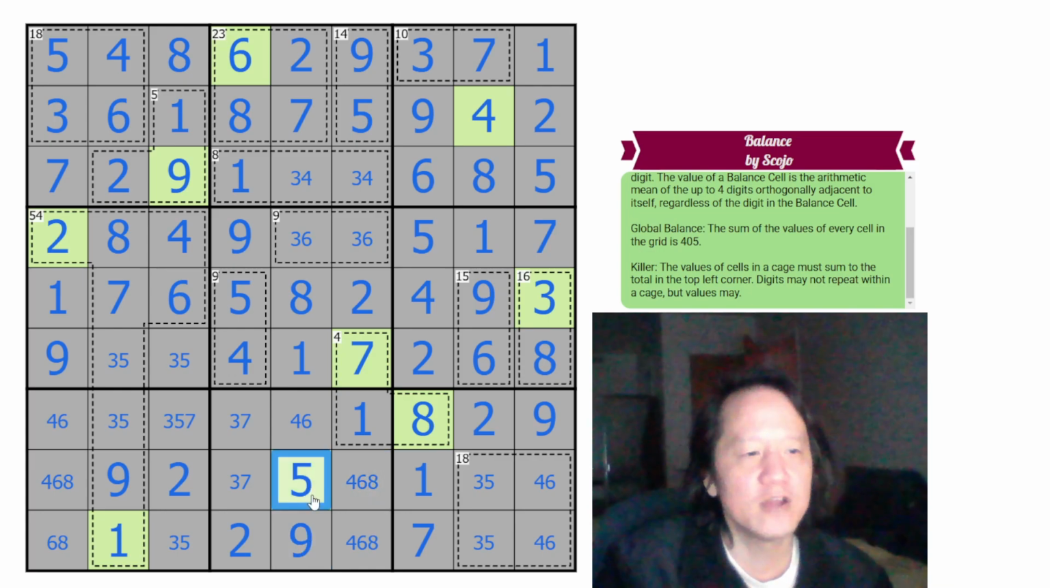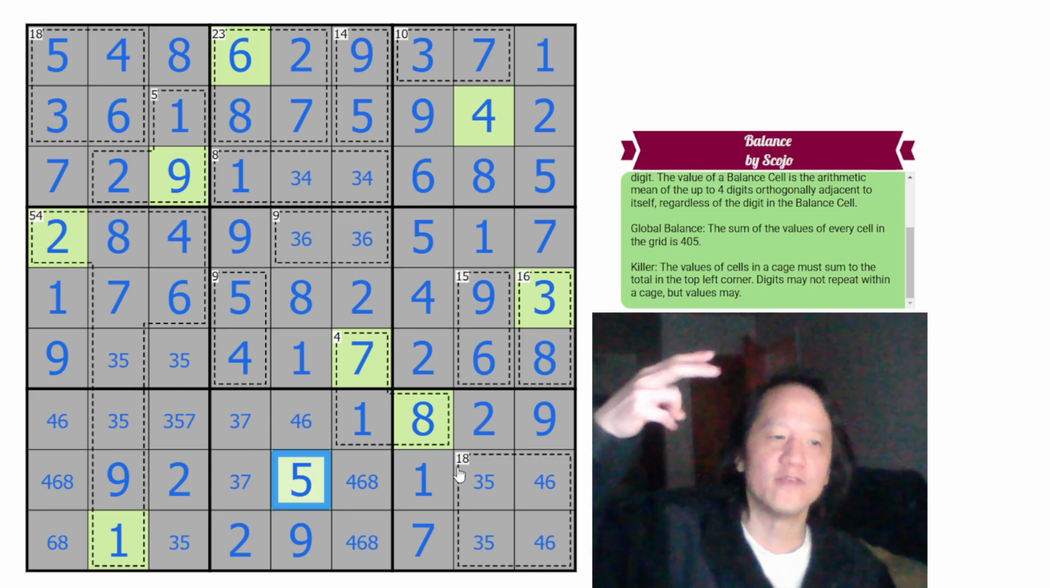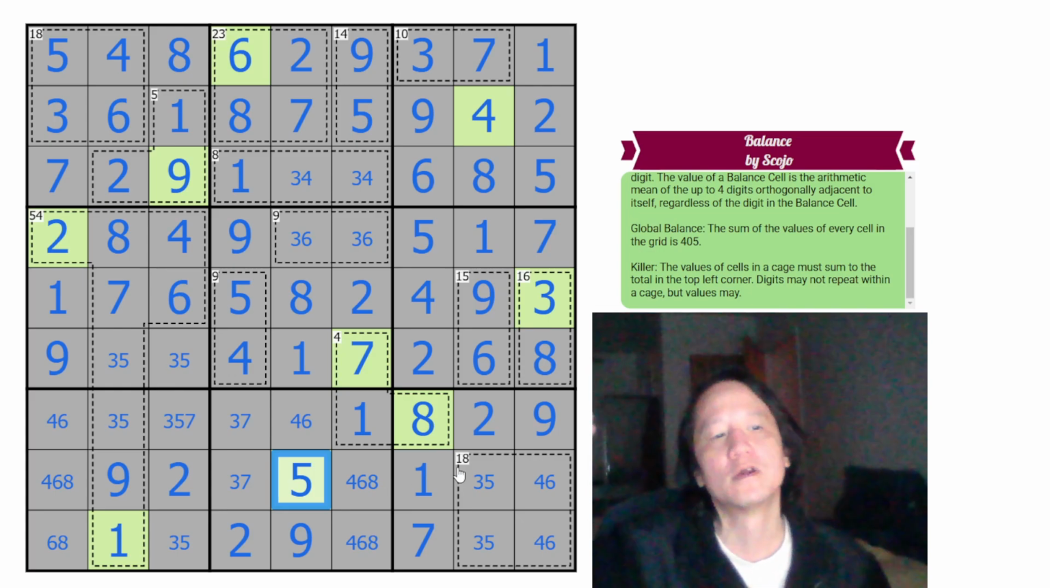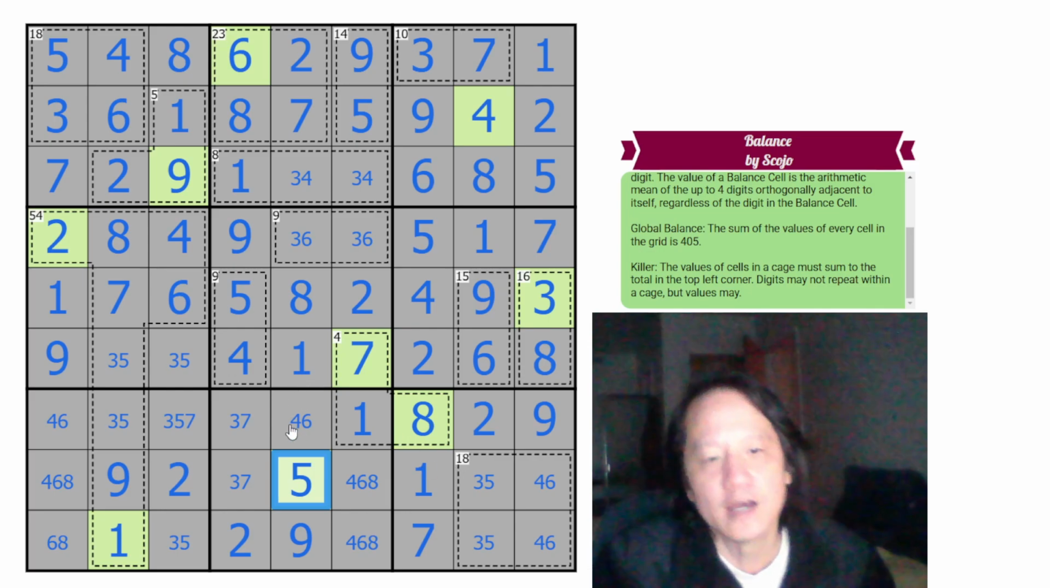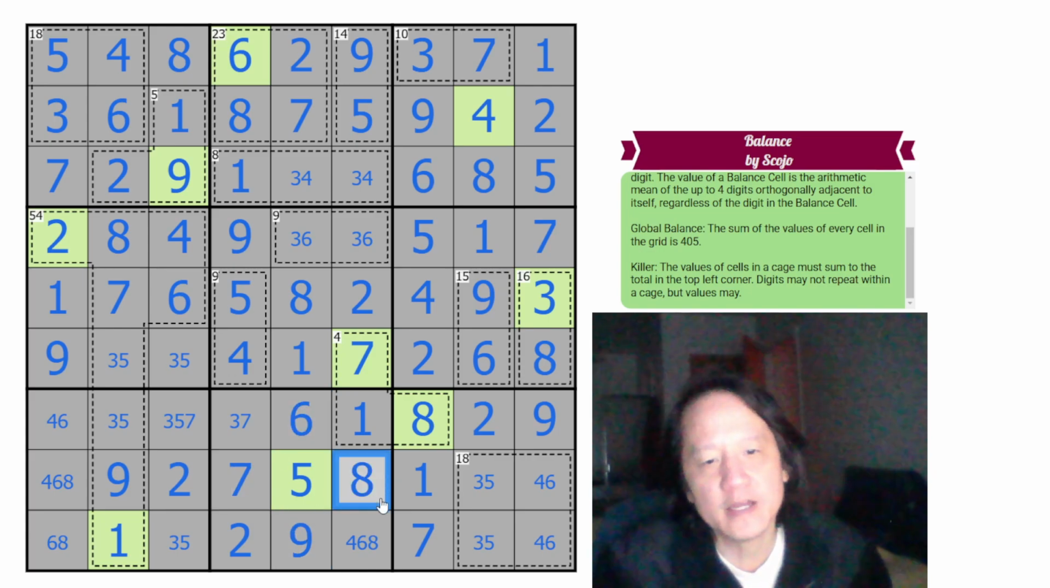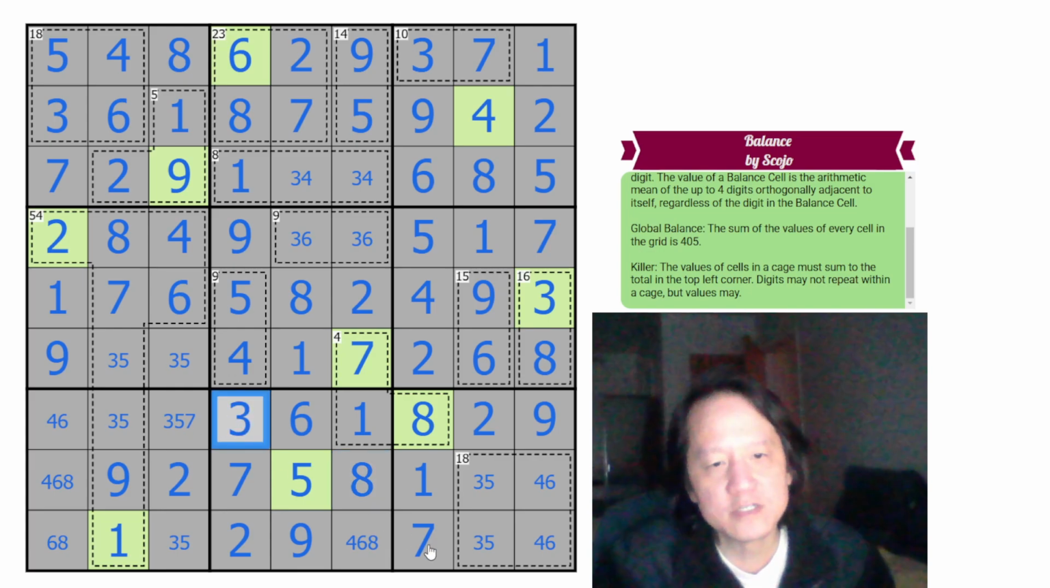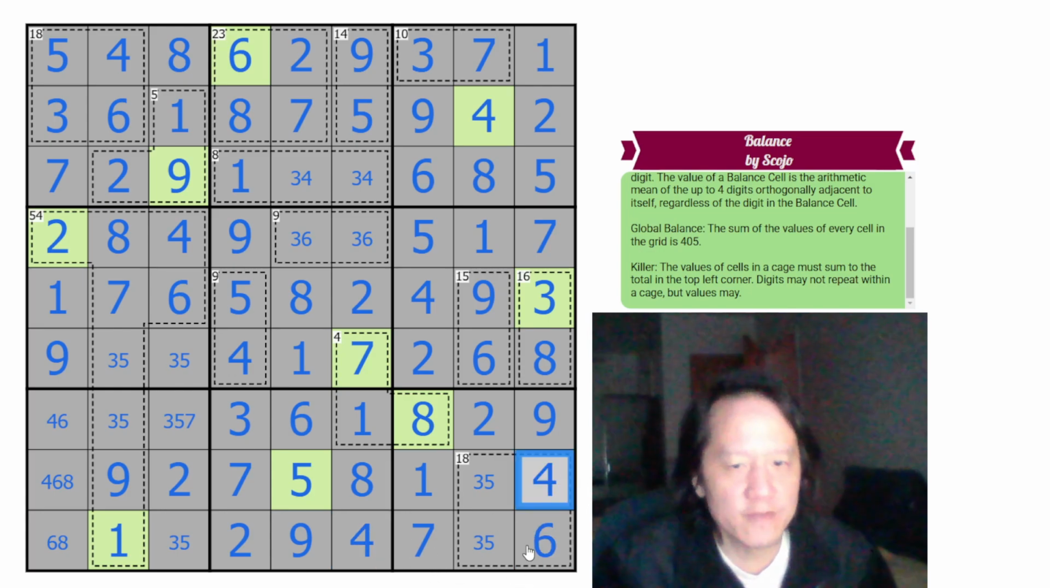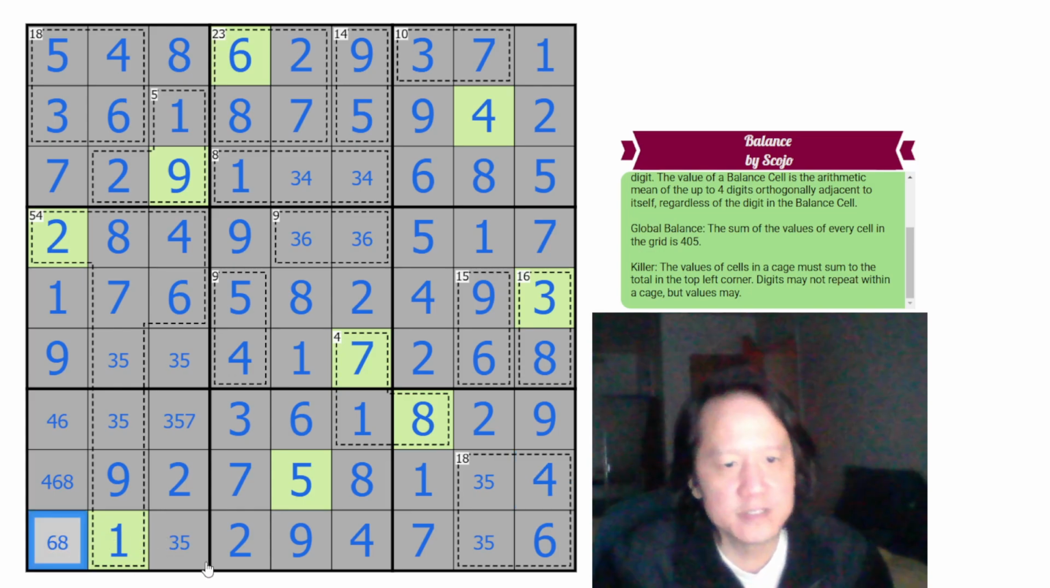So the value of this must be 7.5, which is exactly 6, 7, 8, 9 divided by 4. And 6, 7, 8, 9 is the max you can have around a central cell. So this must be 6, 7, 8, and 9, which makes this a 3. This can't be 6 or 8, so this is 4, which makes this 6, which makes that 4. This can no longer be 6, so this is 8.